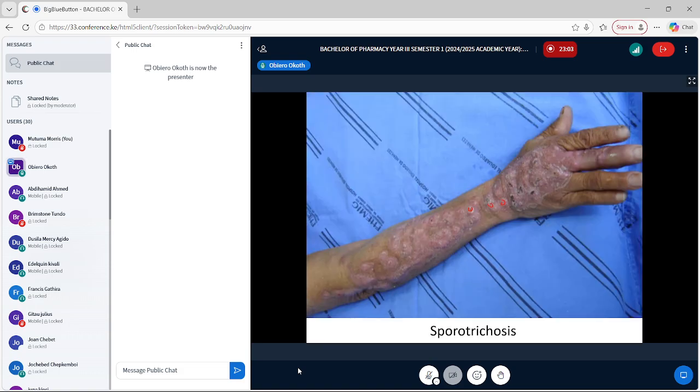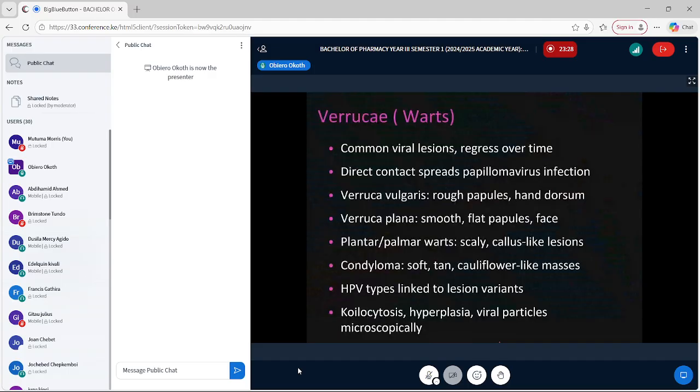Okay. This is now the lymphocutaneous form of sporotrichosis. Because remember, at the beginning I told you skin lesions normally have long names and they'll get worse. Okay, then the verruca are just what?